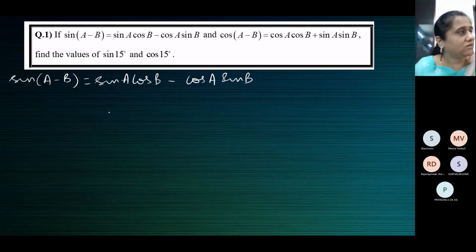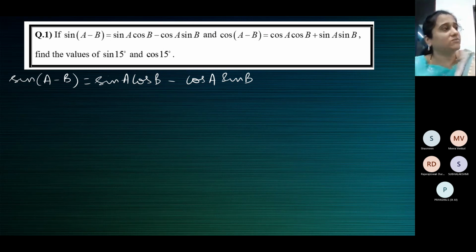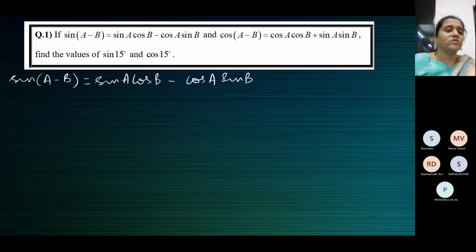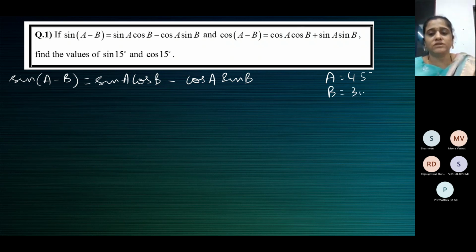Now, how can you express 15? 60 minus 45 is 15? Or 45 minus 30 is 15? Why are we taking only these angles? Because these are standard angles. You cannot say 100 minus 85 is 15 because we're talking about standard angles: 0, 30, 45, 60, 90. So you can take 60 and 45 or 45 and 30. Let A be 45 degrees and B be 30 degrees.